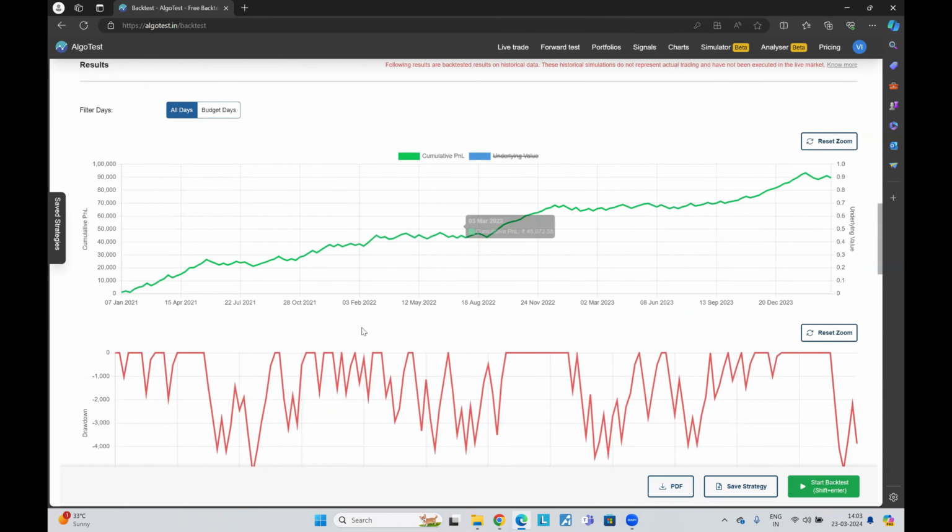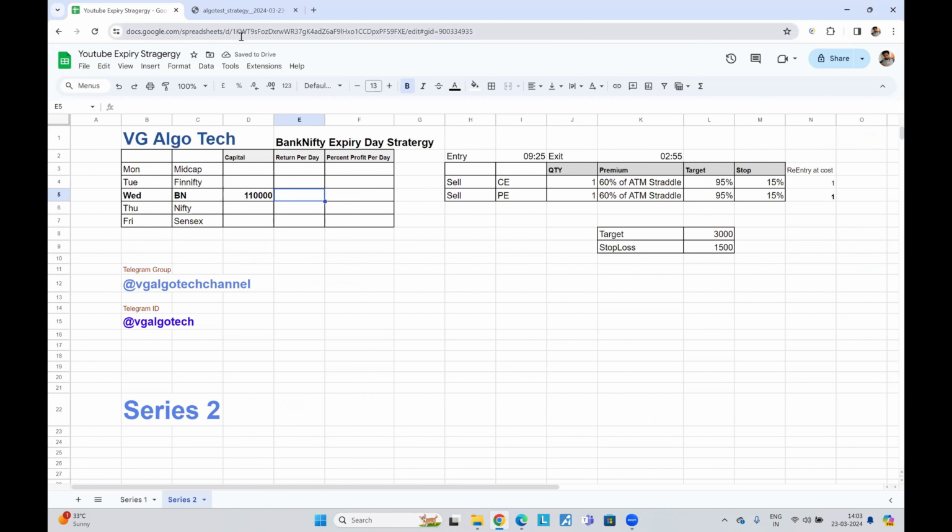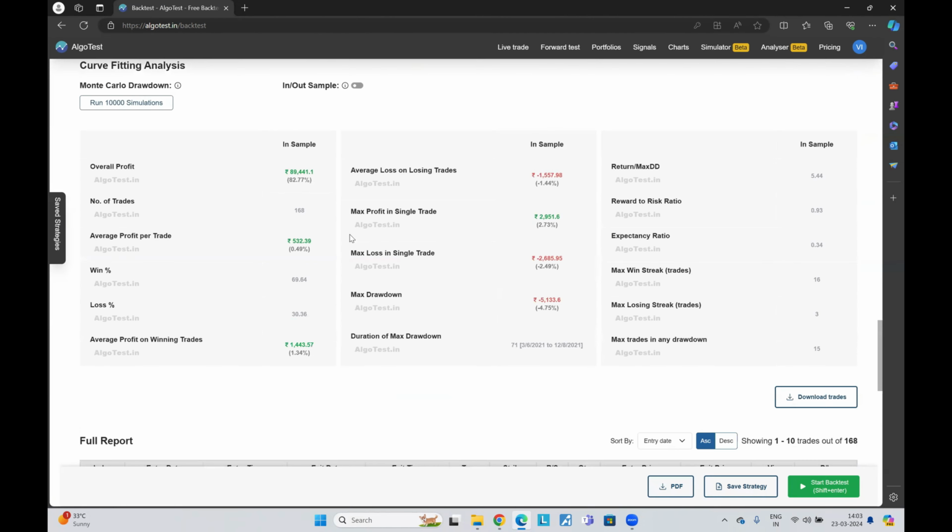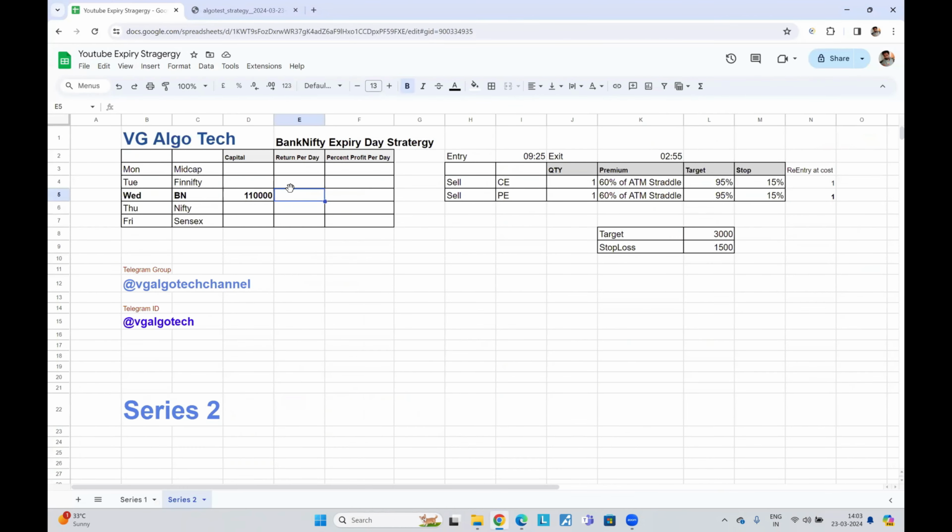Okay. Let me go back to the Excel sheet and fill the data and see how it looks. So the capital is around 1,10,000. Let me put it. So returns per day was around 530. So approximately it is around 0.5%. I think 0.5% per day. It's a very good return, guys.